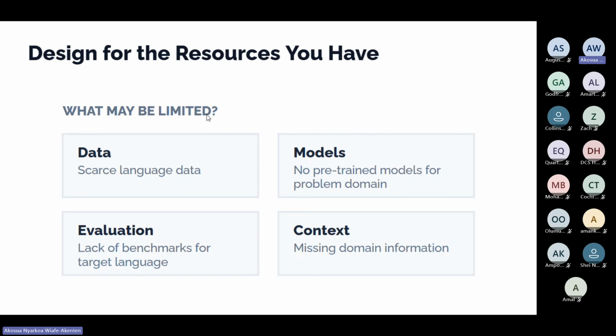So you need to design for the resources you have. When you're thinking about this stage, as you are coming up with information for your abstract and thinking about the kind of technologies you need, you also need to be thinking about the resources you have. Okay, so what resources do you have available, and what might be limited? We can look at it in terms of four areas. The first one is data.